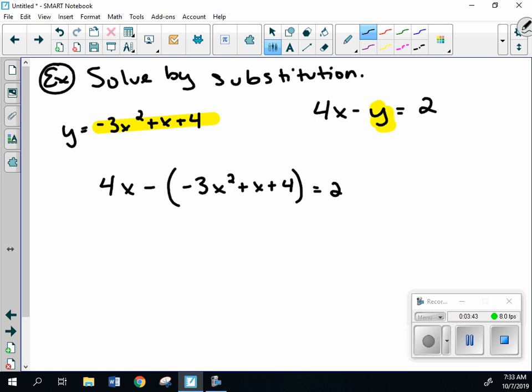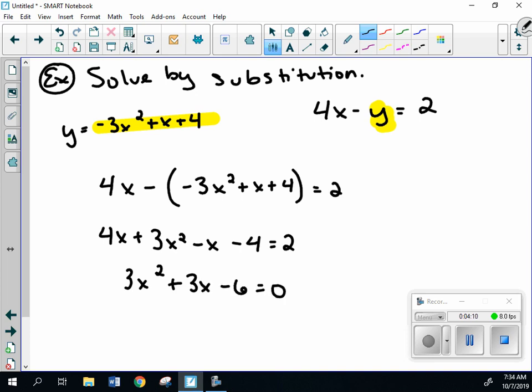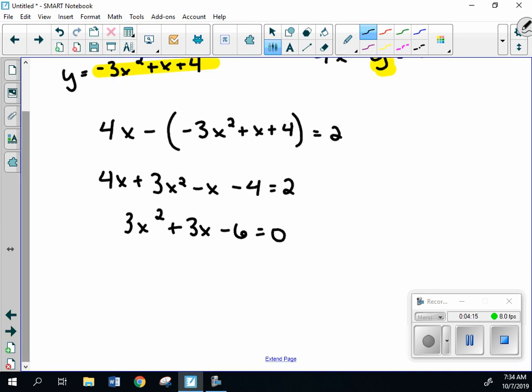So currently this is 4x plus 3x squared minus x minus 4 equals 2. I'm just going to solve this. You could use the quadratic formula, you could use factoring. There's lots of different options you could go with. But in all of those situations, you have to get everything on one side and equal to 0. So here I've got 3x squared plus 3x minus 6. Right away, I can see they're all divisible by 3. I'm just going to factor that out, it's going to make it a little bit easier. I'm going to divide everything by 3.